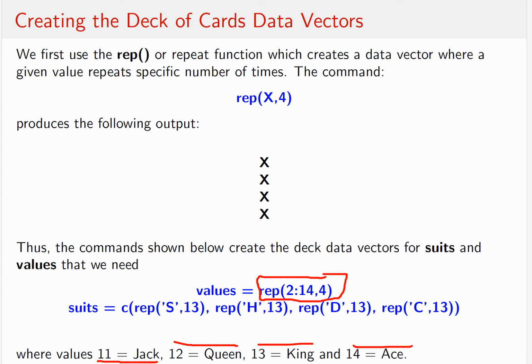Why? Because next we create the suits, and we do 13 spades, which is just the character S, 13 hearts, which is just the character H, 13 diamonds, and 13 clubs. Each of the values gets mapped exactly 1 time to the clubs, exactly 1 time to the diamonds, and so forth. So we have 2 data vectors now, the values and the suits, and we join them together into a data frame.